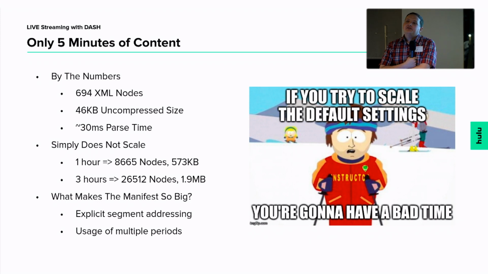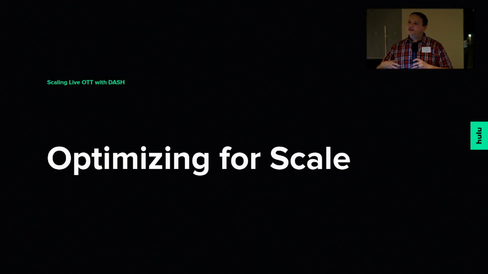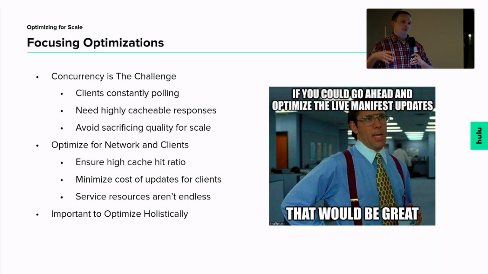And so what makes this so big, right? You're doing explicit addressing. That's obviously going to be one big thing there. And the other part is multiple periods, because multiple periods mean you have to redeclare representations, adaptation sets. It's not just a simple addition of another segment. But there are actually ways to optimize this just within the Dash spec. And so I would say do not deploy at all what I showed you. Also consider these following things, right?